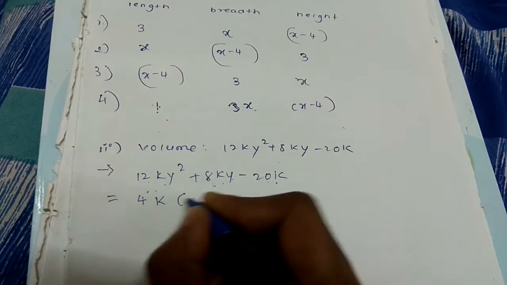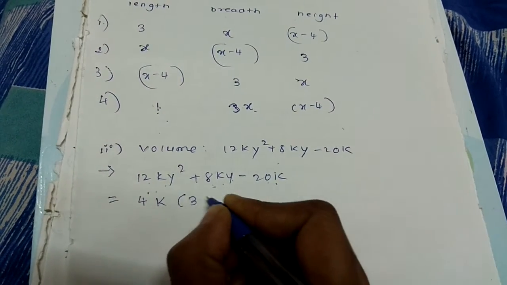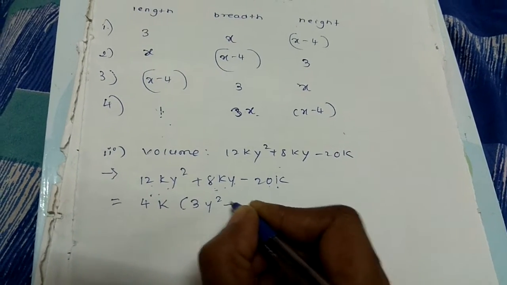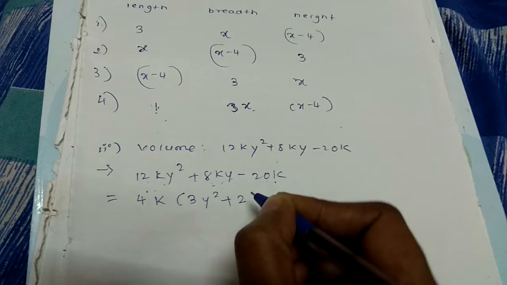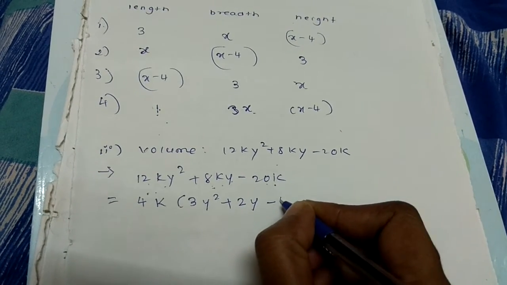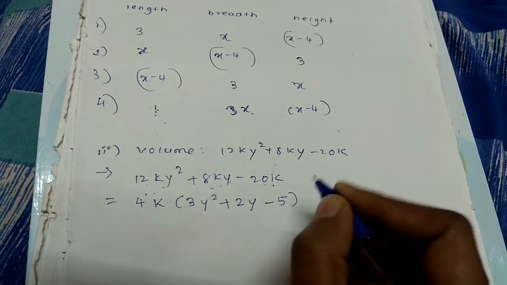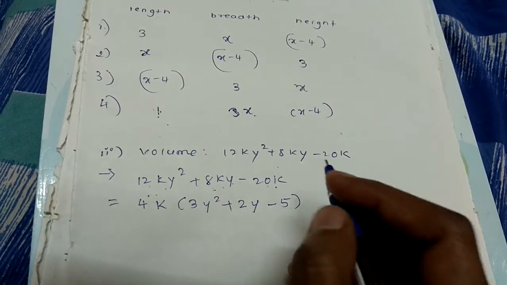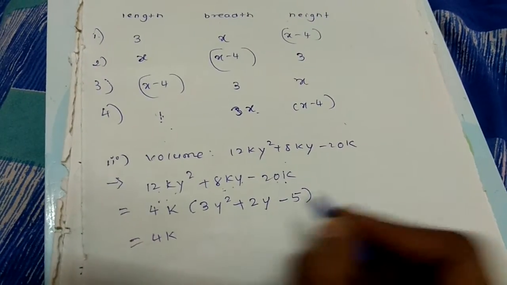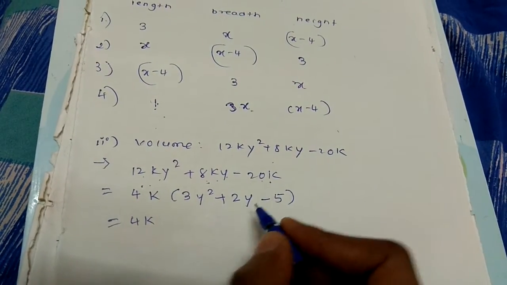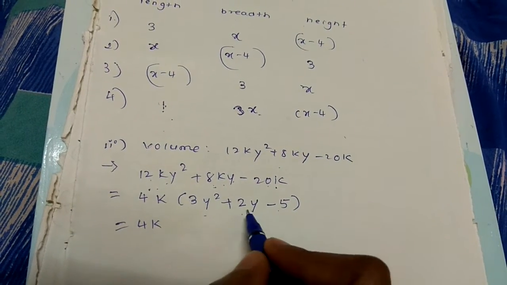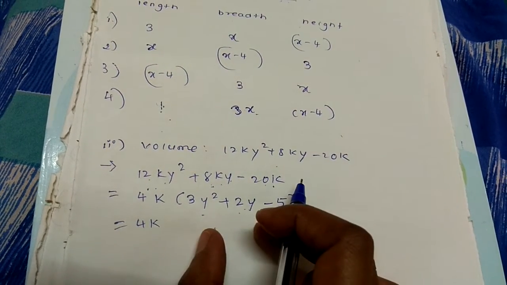What will remain here? 4 times 3 is 12, so 3 will remain, k went out, and y square remains. Plus 4 times 2 is 8, k went out, so y remains. Then 4 times 5 is 20, k went out, so 5 remains. So 4k is common, and we got a quadratic polynomial in y. Find the factors of this quadratic polynomial; you will get 2 factors.